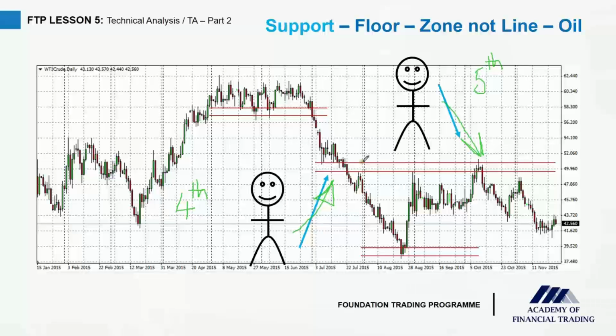Can we all see that when there is a breach of the floor at that $50 level, the price continues all the way down to the $38-ish level, then it goes right back up, and what was support on the way down is now resistance on the way back up. Does that all make sense?